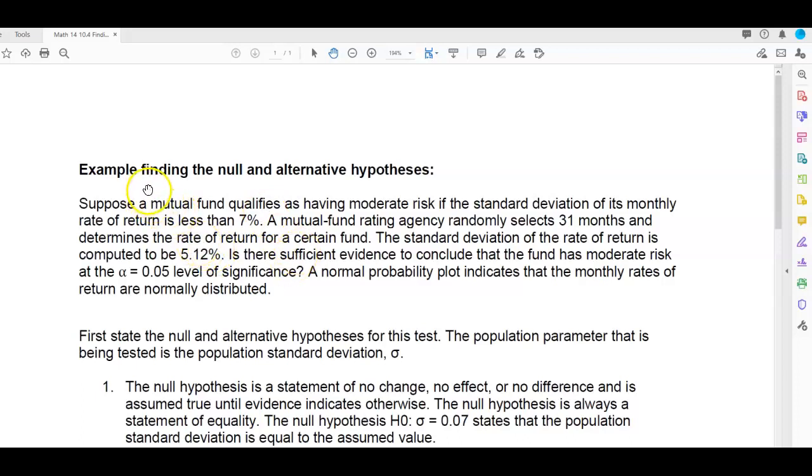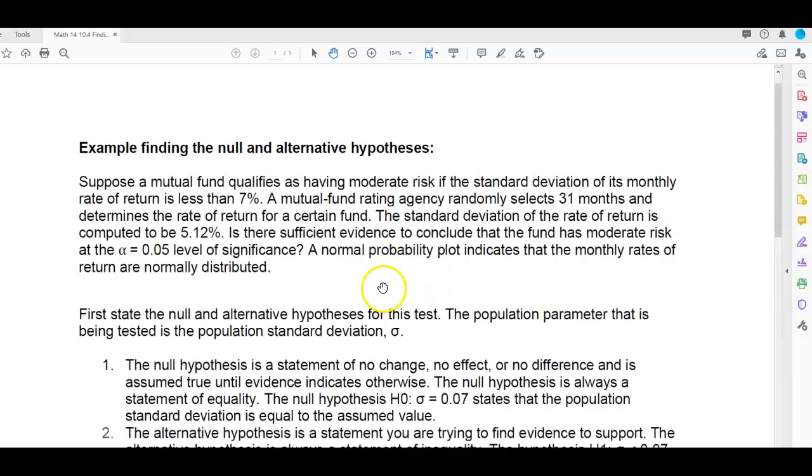In this example, we want to be able to find the null and the alternative hypothesis. Now, suppose a mutual fund qualifies as having moderate risk if the standard deviation of its monthly rate of return is less than 7%. A mutual fund rating agency randomly selects 31 months and determines the rate of return for a certain fund. The standard deviation of the rate of return is computed to be 5.12%.